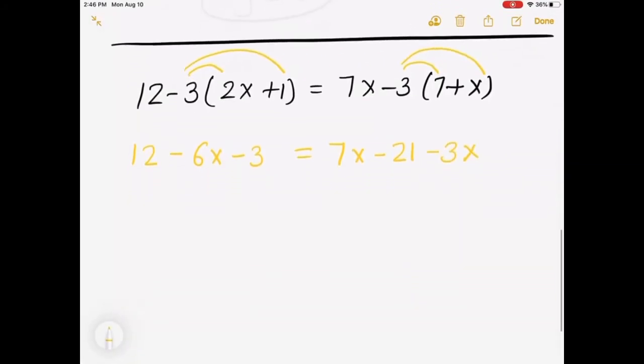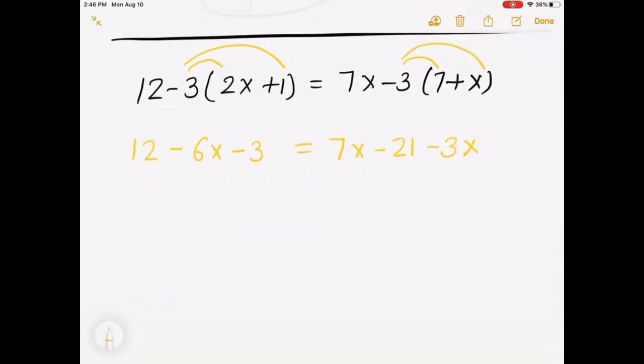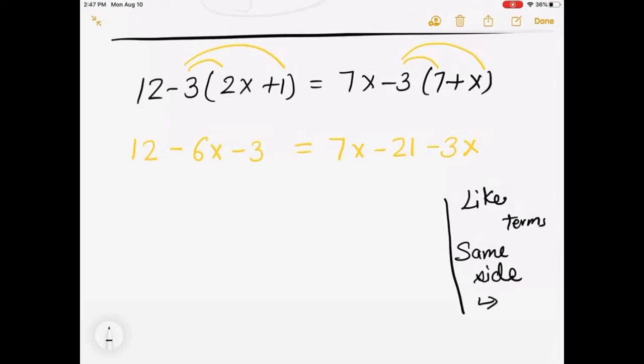Okay, now I see multiple like terms here. Now here's a common mistake a lot of people make. When it comes to like terms, if you have like terms on the same side, we just follow the signs. I'm going to write that down for you. But if you have like terms on two different sides, on opposite sides, then we always do the inverse operation there. So I see 12 and negative 3 on the same side. I'm just going to follow the sign. So 12 minus 3 becomes 9. The 6x would stay the same.